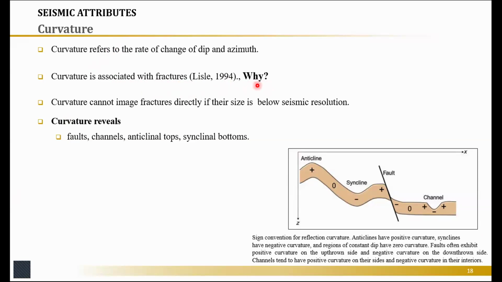Although you know that the seismic resolution cannot go for very small details. So why do we associate the curvature with the fractures, even if we are not going to have all of this information, the very small changes? Seismic resolution cannot go for those small details.